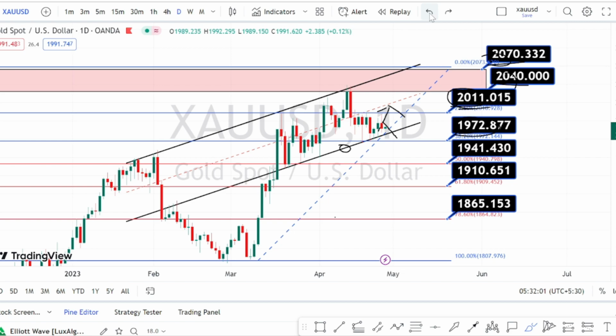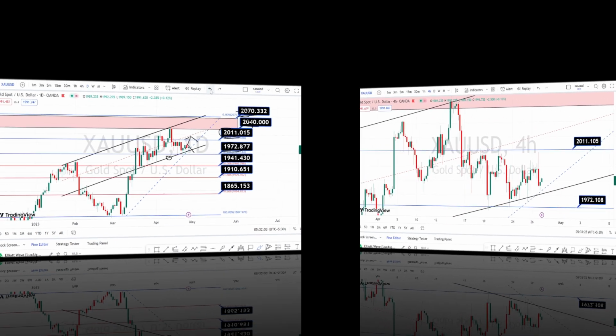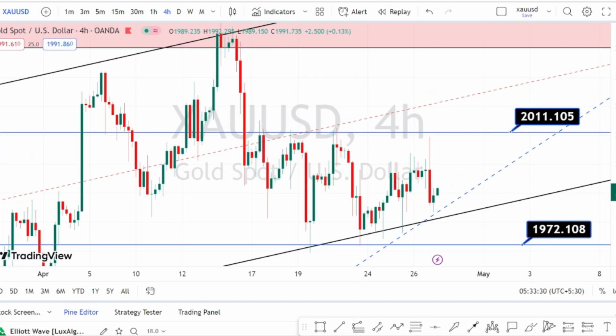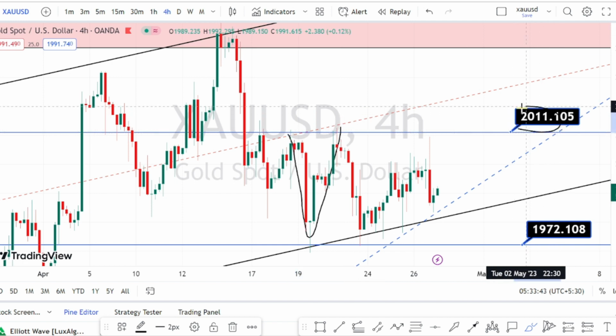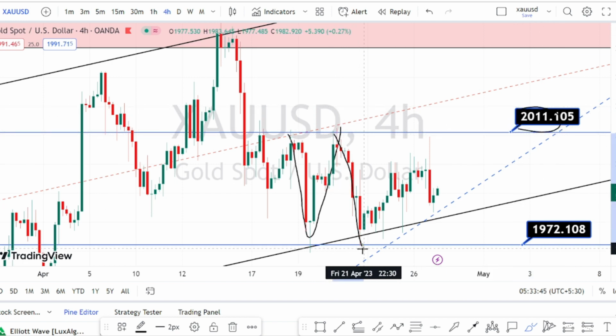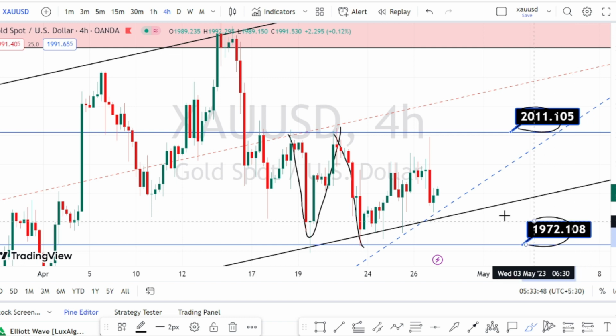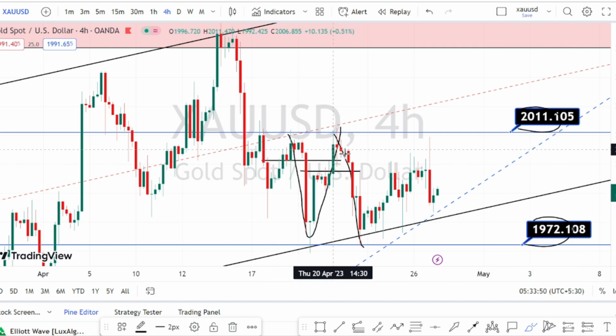Let us look at the price action in 4 hours time frame. I'm in 4 hours time frame, and when we look at the price action in 4 hours time frame, we are noticing the price action to be trading within a resistance level of 2011 and support level of 1972 on a sideways price action.